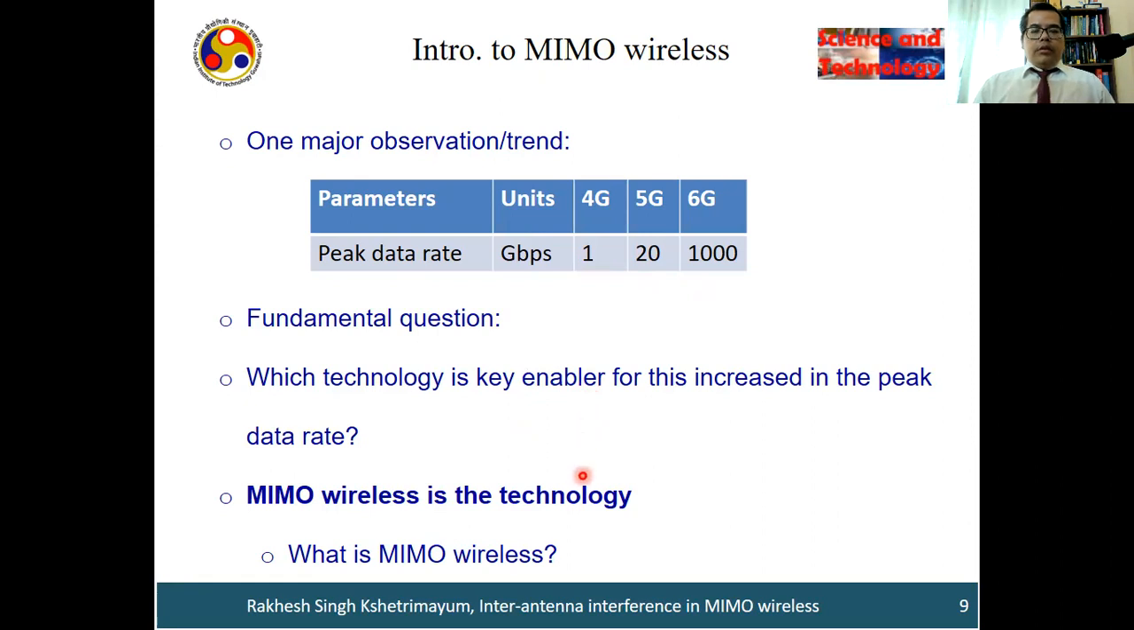So let us try to understand what this MIMO wireless is. We have seen that in MIMO wireless, in single user and multi-user cases, many antennas are there. So what is the benefit of employing many antennas, and what is this MIMO wireless? Let us try to understand what MIMO wireless is.